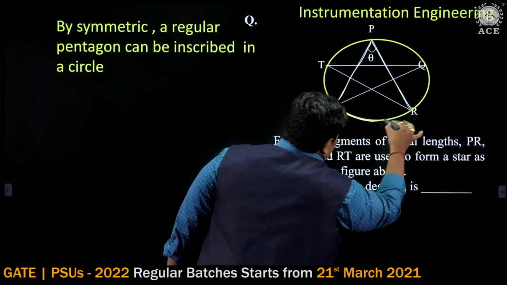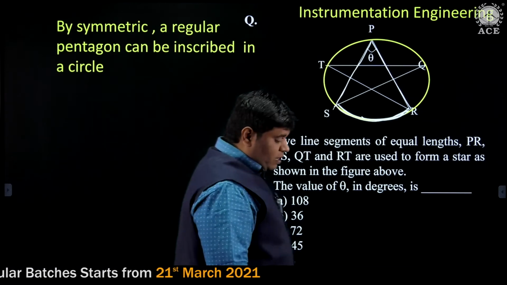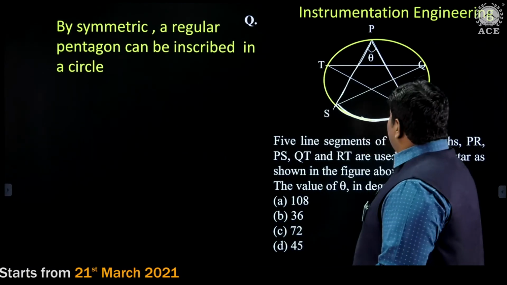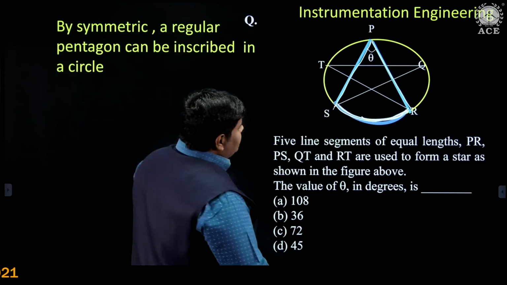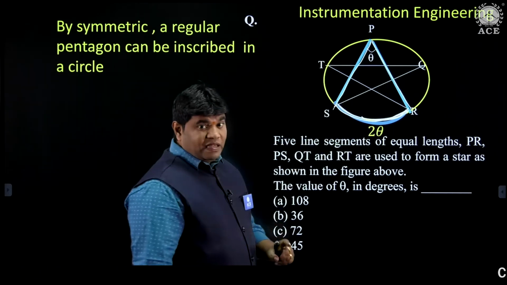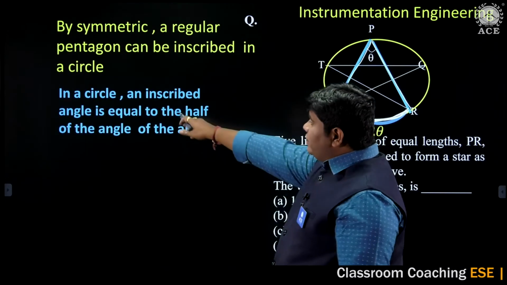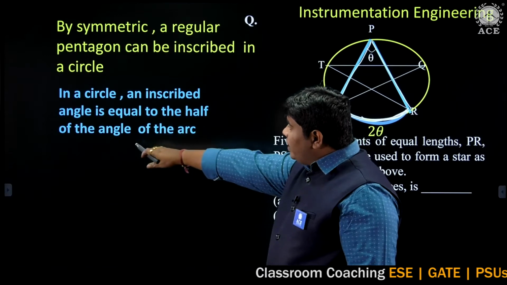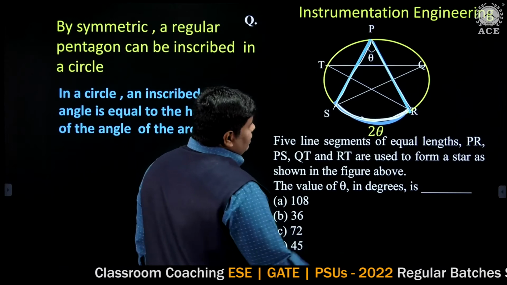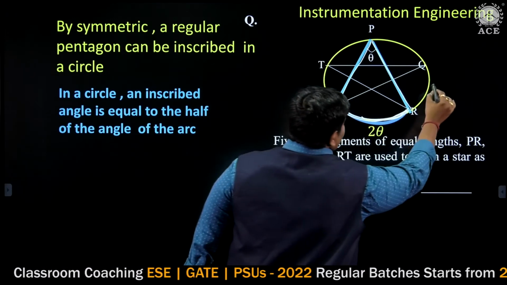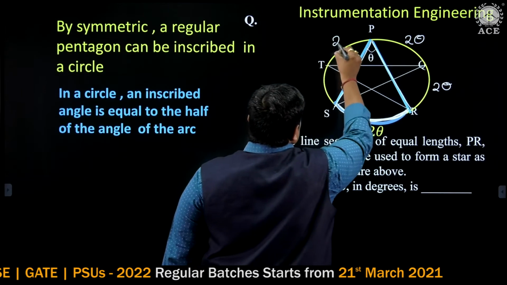This is the arc. Half of the angle of the arc. Observe the diagram. So here what is the angle? 2 theta. This is the rule: in a circle, an inscribed angle is equal to half of the angle of the arc. So here the angle is 2 theta. In the same way, here also 2 theta, here also 2 theta, here also 2 theta.